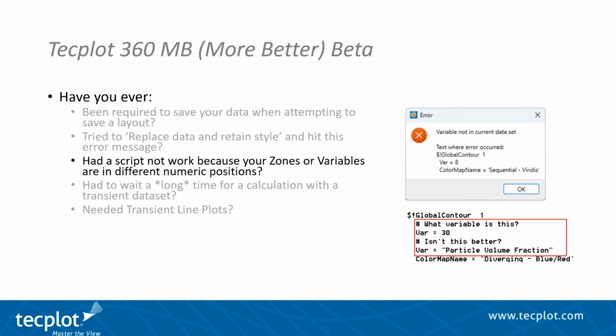Over the years, we've had people say, hey, variable numbers and zone numbers in layouts and style sheets and macros just aren't that convenient, right? You might have a simulation where your temperature variable was number 8 in one case and your temperature variable is number 9 in another, and then all of a sudden your layout or your macro or your style sheet don't work as expected. So what if we used names instead? Wouldn't that be nice? So in this case, it's pretty clear that the variable is particle volume fraction that we're referring to rather than variable number 30, right?